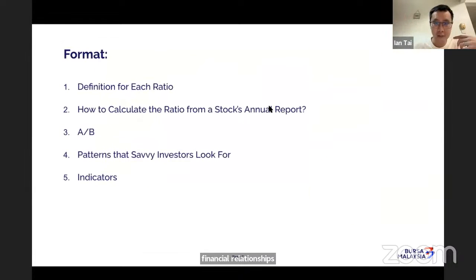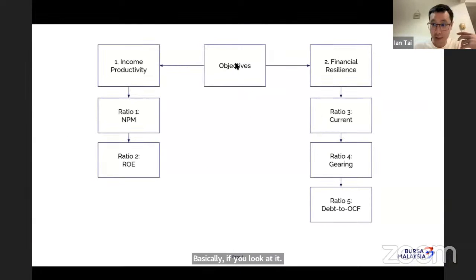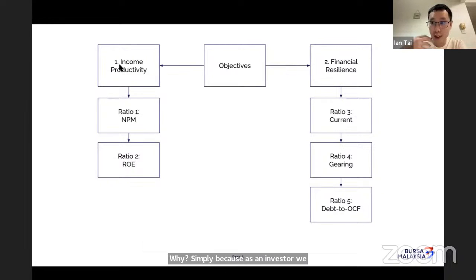Basically, there are two main reasons why we look at financial ratios. The first objective is income productivity. Simply because as an investor, we want to buy, invest, and accumulate stocks that are income productive. So with the first set of ratios, we want to measure the level of income productivity. Okay, so this is the first reason.